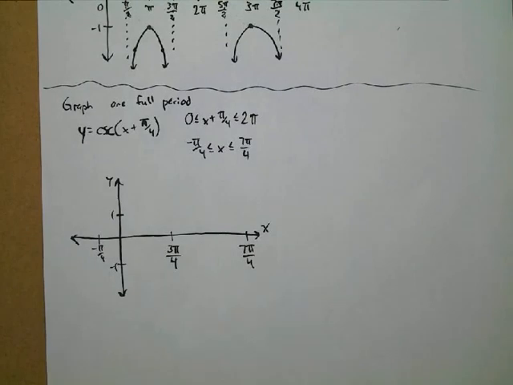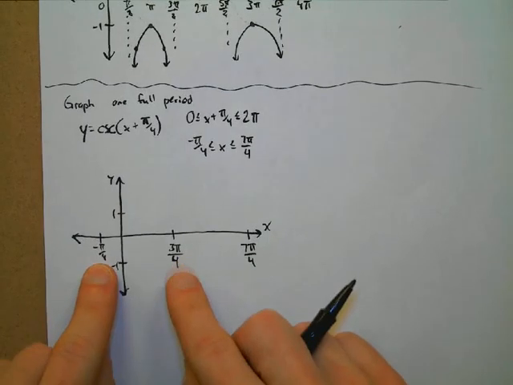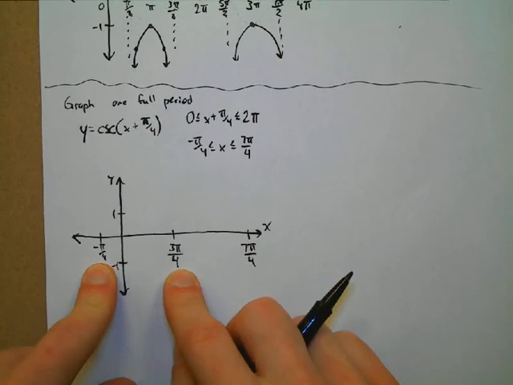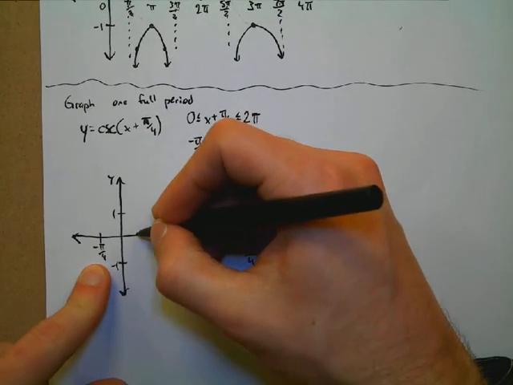Then we'll do the same thing for the quarter points. Negative pi over 4 plus 3 pi over 4 is 2 pi over 4, which simplifies to pi over 2, but then divide that by 2, pi over 4. And then 3 pi over 4 plus 7 pi over 4 is 10 pi over 4, which simplifies to 5 pi over 2, but divide that by 2, 5 pi over 4.